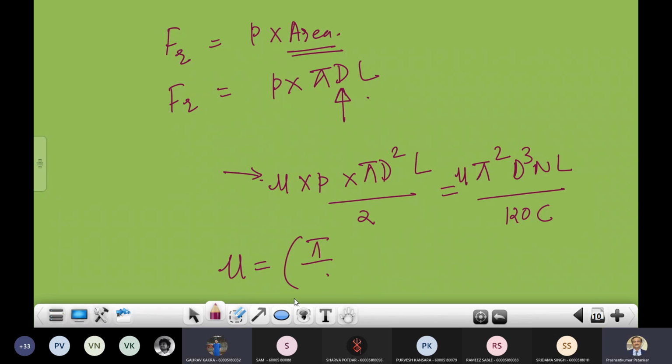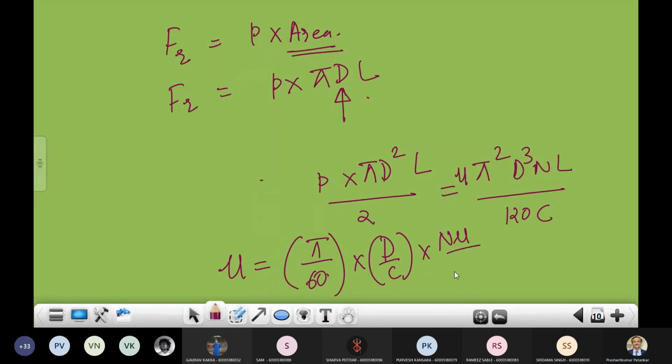Sir, I'm very sorry. What you said is right. So here at the end, what I will get, after cancelling those particular terms, is mu equal to pi by 60 into capital D by C into n into mu, by that of your pressure. So this is the type of equation you will get.